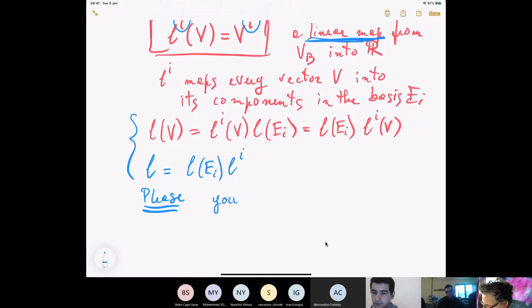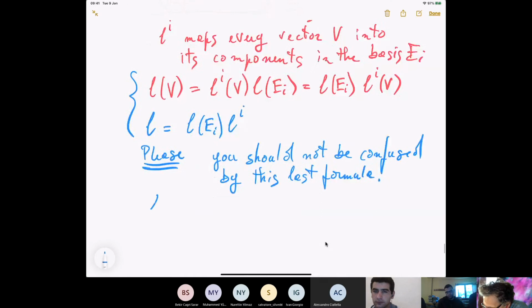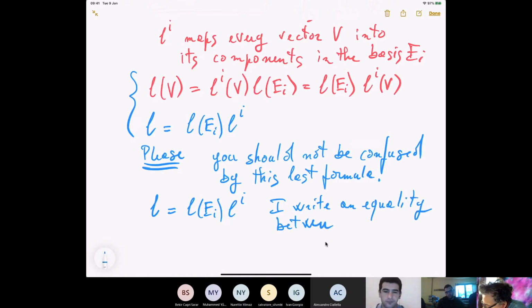You should not be confused by this last formula. When I write L equal L(e_i) L^i, I write an equality between functions.